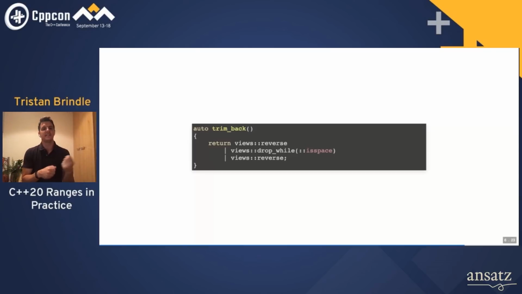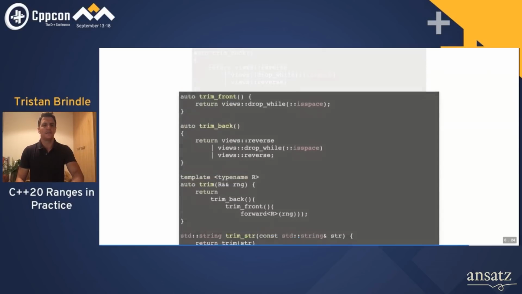But we can compose these things together, even without piping a range into them at the start. We can compose these things together to create a new adapter which is ready for use, which we can pipe a range into. So that's pretty cool. Helps us simplify our code, or does it?